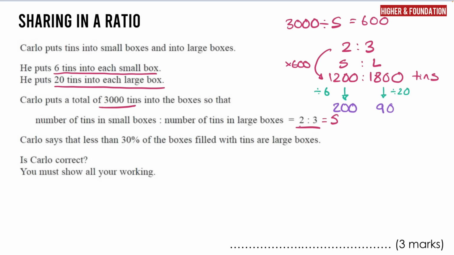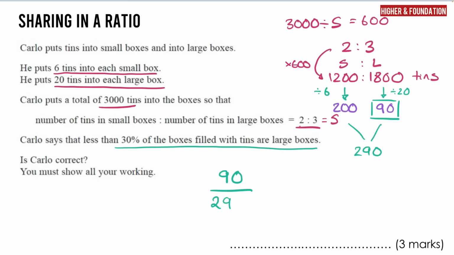It says Carlo says that 30% of the boxes filled with tins are large boxes. Well, here's the large boxes, there are 90 of them, but is that 30% of all the boxes? Well, to work out a percentage of an amount, we can do 90 out of the total amount of boxes. The total amount of boxes here is 290, so 90 out of 290. We're going to type that in on the calculator. 90 over 290, it does come out as a decimal, so we want to times that by 100, and that'll turn it into a percentage. This one here does have a few decimal places, but it comes out as 31.04 and a few extra decimal places percent.